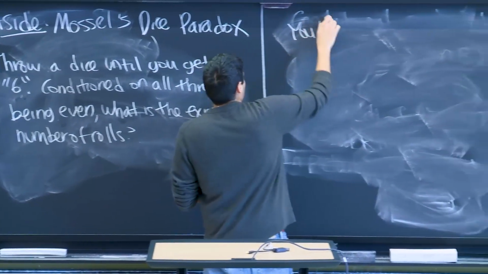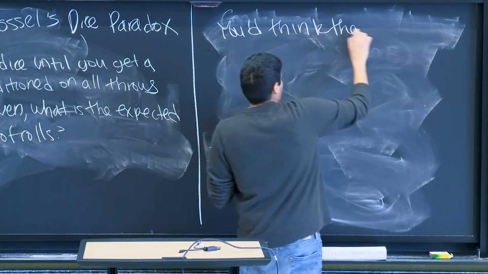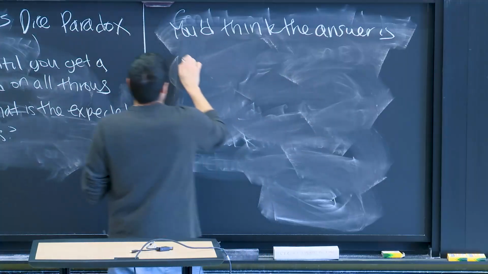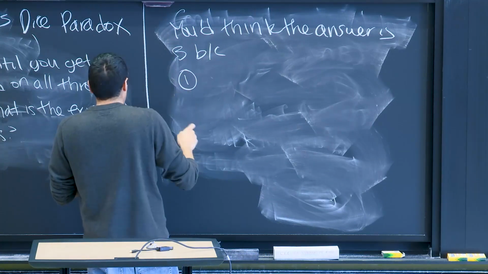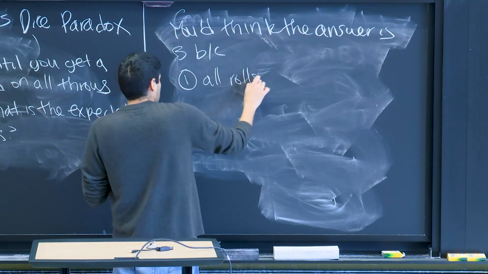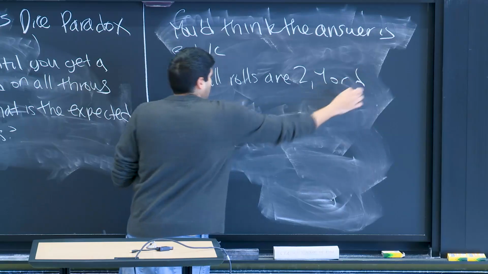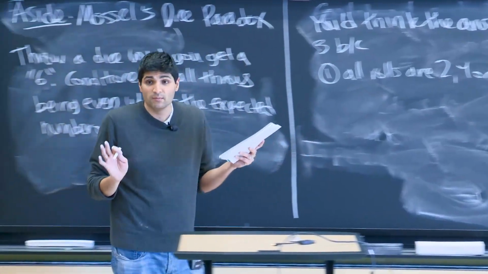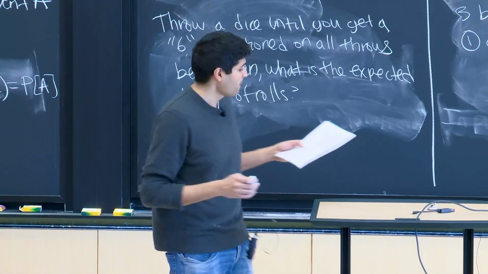So you'd claim, you'd think that the answer is 3. Let me tell you why you might think that, right? So let's go through what we know. We know that all rolls are 2, 4, or 6, right? Because you just promised me that all the rolls were even. So those are the only possibilities. Nothing else shows up when I roll the die.